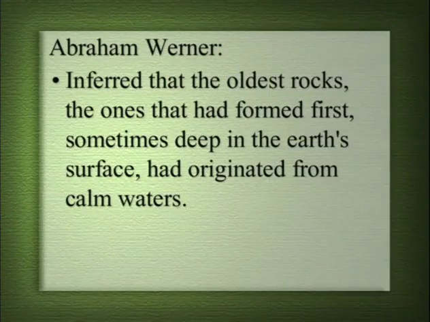Now, using this approach, Werner did try to make sense of what must have occurred in the past. For example, he inferred that the oldest rocks, the ones that had formed first, sometimes deep in the Earth's surface, had originated from calm waters. Why calm? Well, because many of these oldest rocks were crystalline, like granite, for instance. That suggested to Werner that they had been consolidated in deep, still waters. These were the first ones to consolidate from the original gelatinous fluid that had once covered the entire Earth.